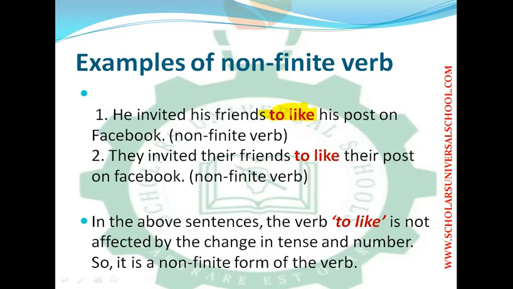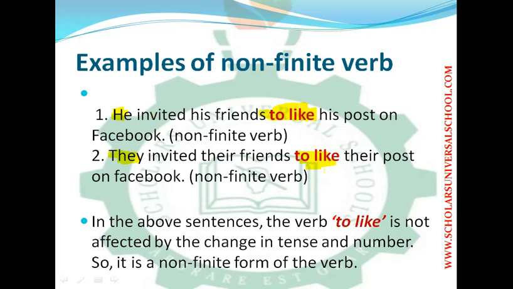Now, "to like" is not affecting "he." "To like" is not affecting "he" in any way. It's not showing whether he is singular or plural. Right? Good. Let's move on. They invited their friends to like their post on Facebook. Now, "to like" is not affecting "they." Is it? No. So what is affecting "he" and "they" is "invited," and this is our finite verb.